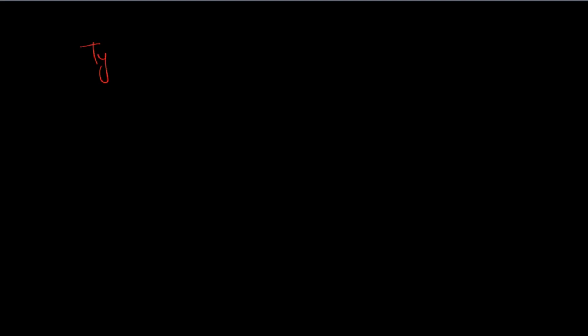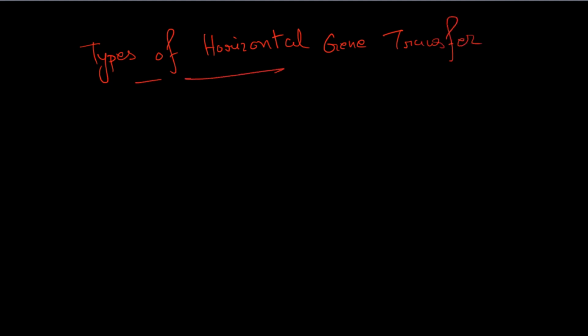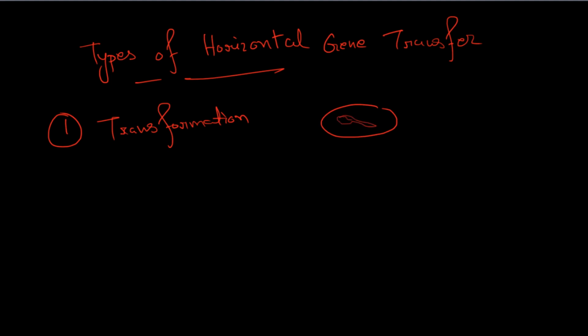So the types of horizontal gene transfer. The first type that we are discussing now is, of course, transformation, in which the bacterium can take up extracellular DNA within its cell.